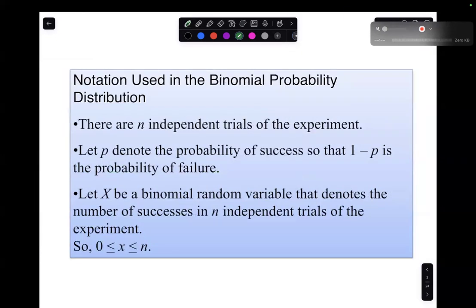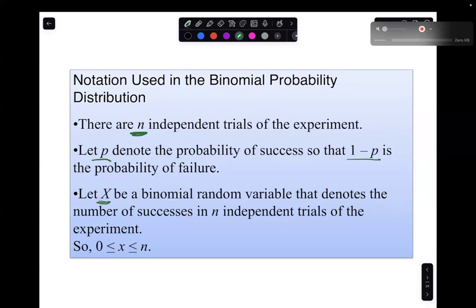Okay. So here's the notation that we use. We use lowercase n for how many trials we have. P is the probability of success. 1 minus P is the probability of failure. So if I have a 38% chance somebody is vaccinated, that's a 62% chance they are not vaccinated. So the probability of failure would be 62%.